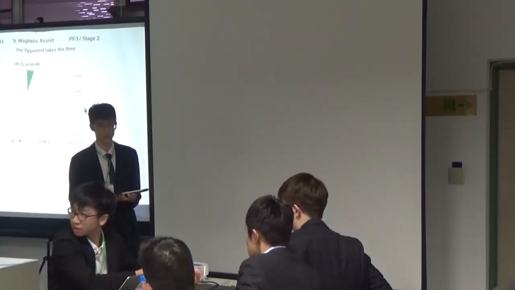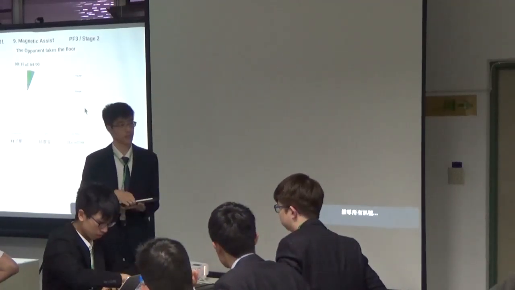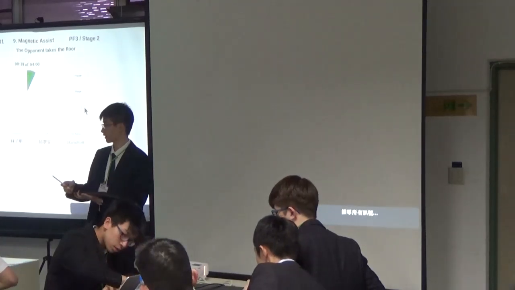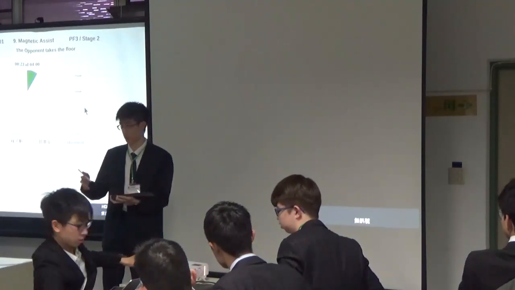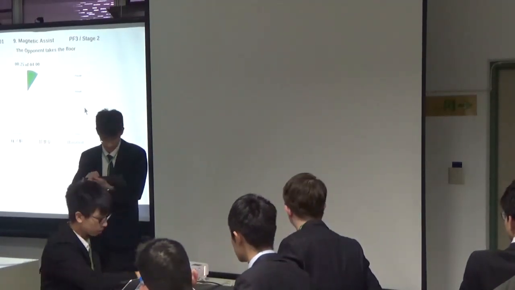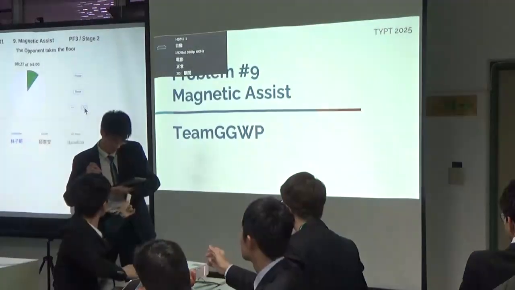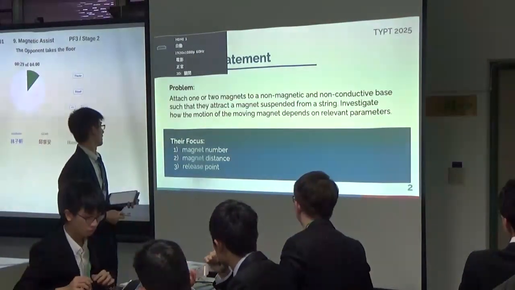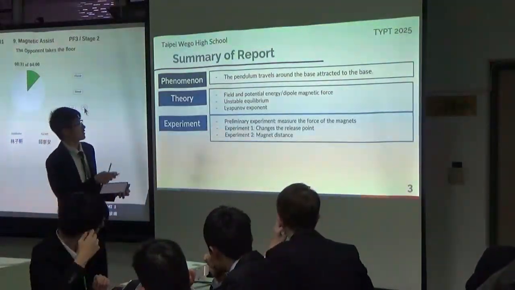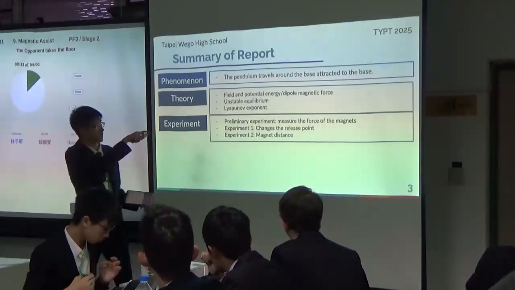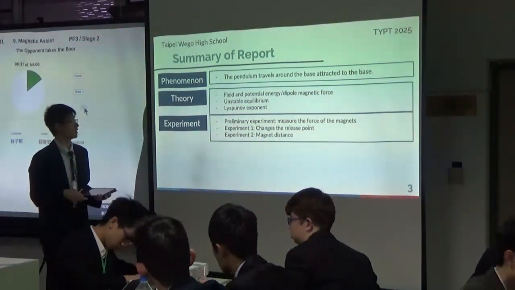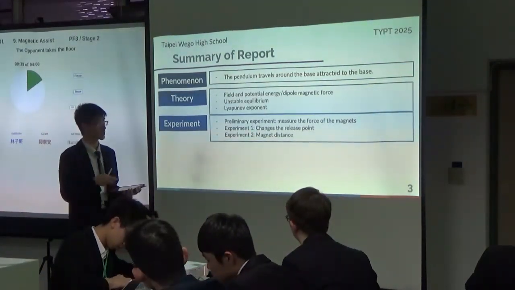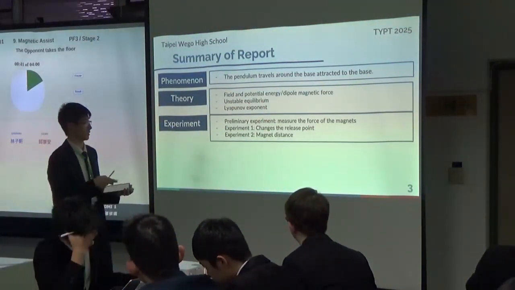So in the phenomenon part, he considered a chaotic system and he provided a rigorous proof of how to prove that it is a chaotic system using the Lyapunov exponent. And the theory they use is about the field and potential energy. They also consider the dipole magnetic field, and whether the equilibrium is stable or unstable.